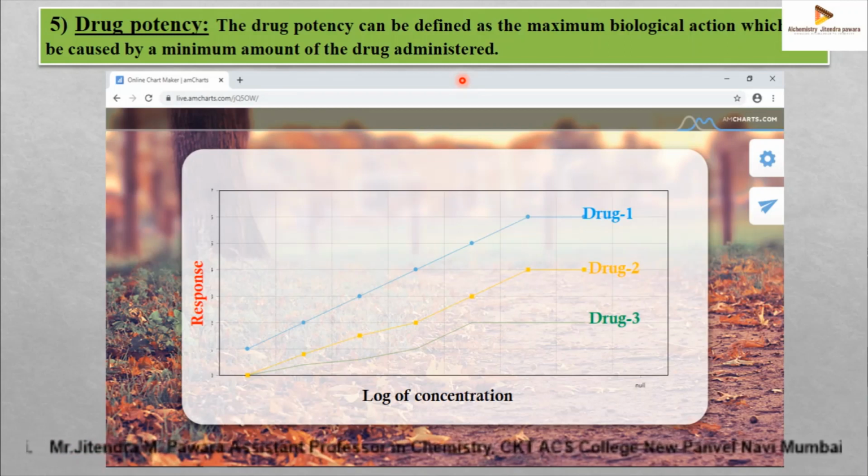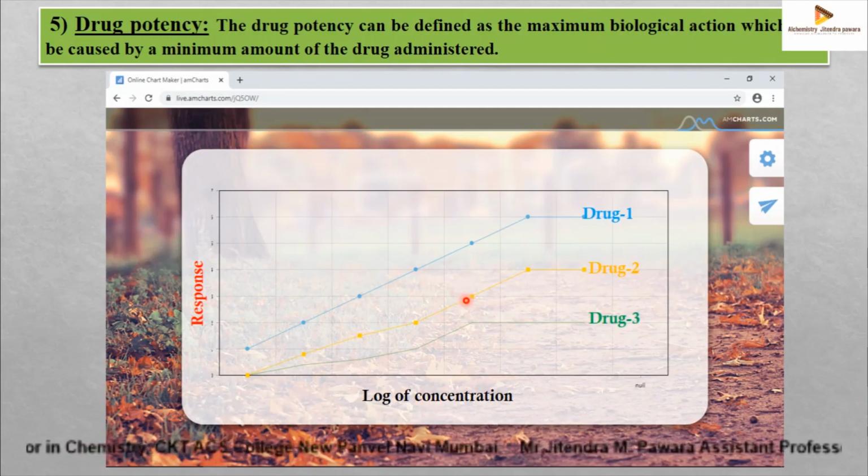If the concentration of the drug increases in the vicinity of the receptor, then the biological response will increase. The biological response resulting from various dosages of the drug may be represented as a DRC curve. So this is your DRC curve. In this figure, the dose response curve for these three drugs, drug 1, drug 2 and drug 3, indicates the dependence of response on the concentration of drug in the area of the receptor.